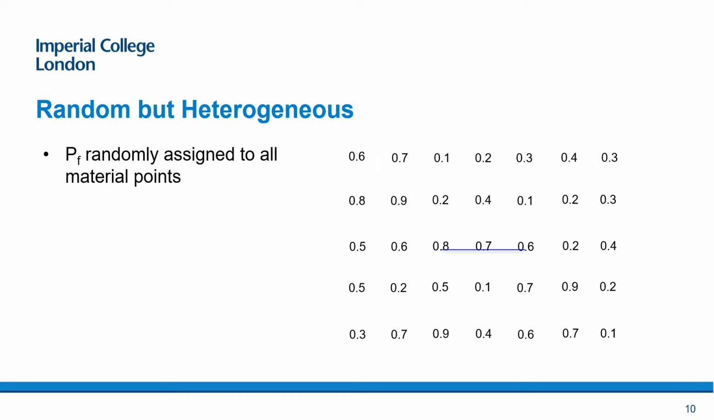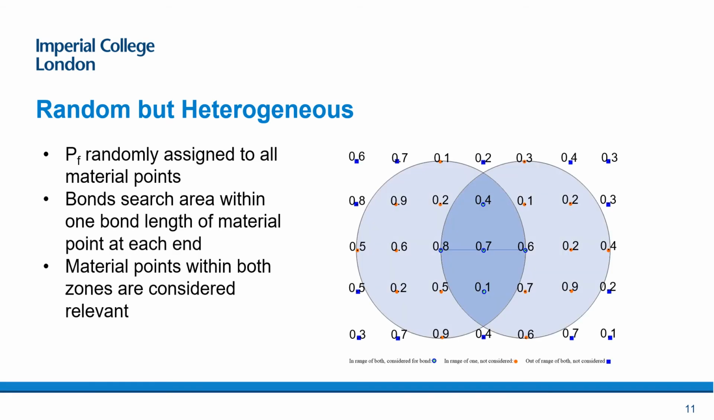Now let's say we add this bond in between these two material points. We then scan around these two material points in a range of 1 bond's length, and any material point within both of these areas is considered relevant. So we've got any material points that are overlapped by the bond, plus these two that are sort of perpendicular to the bond. You can imagine why, if we say one of these material points contains a large crack, it would make sense that this bond is considered weak.